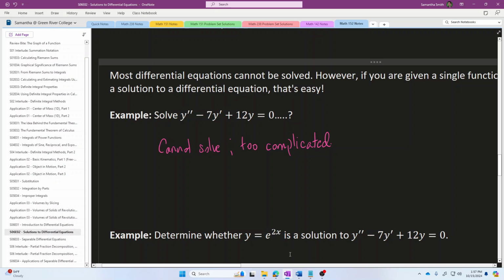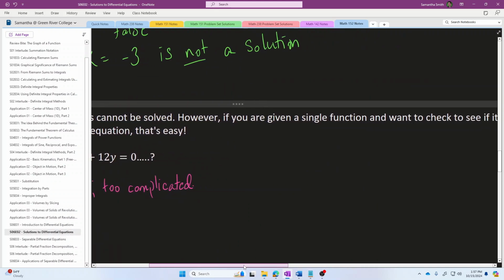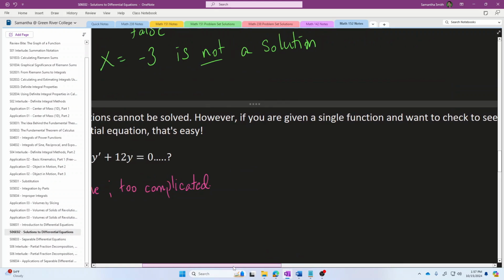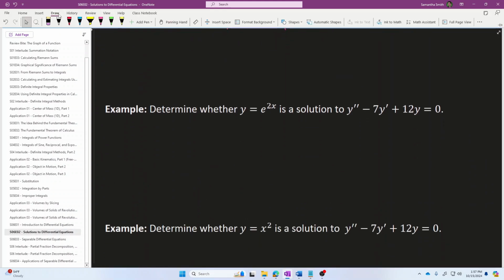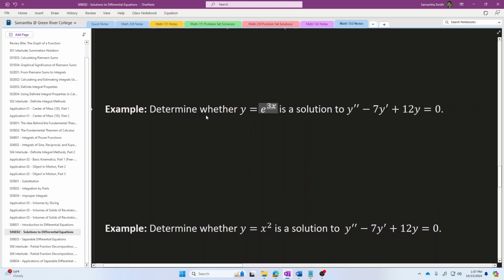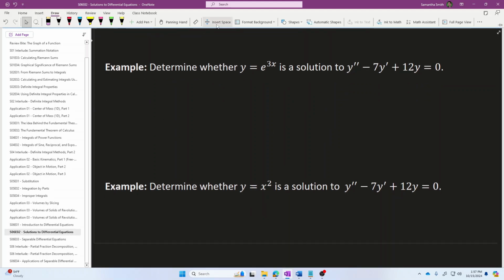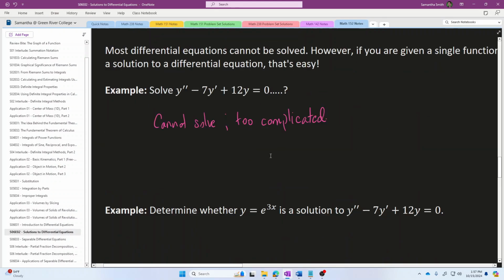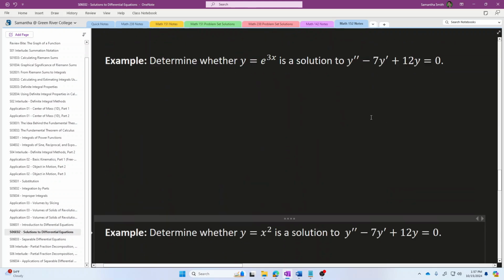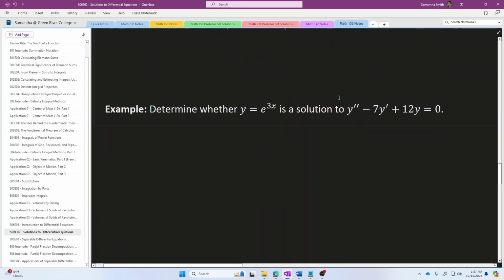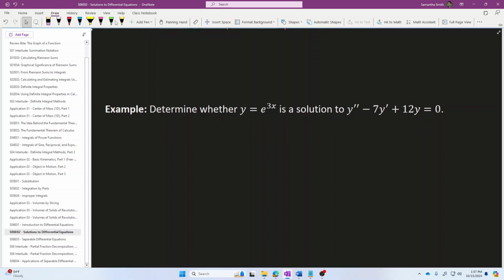it is possible. It is always possible to check to see if a single particular function makes the equation true or not. For example, someone says to me, I'm thinking specifically of the function y is equal to e to the 3x. Is this function a solution to this differential equation or not? Just like in algebra, I can check to see if this one specific function is a solution simply by taking that function and plugging it into the equation and checking to see if the result is true or false.